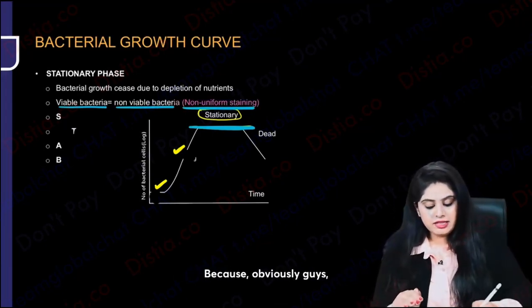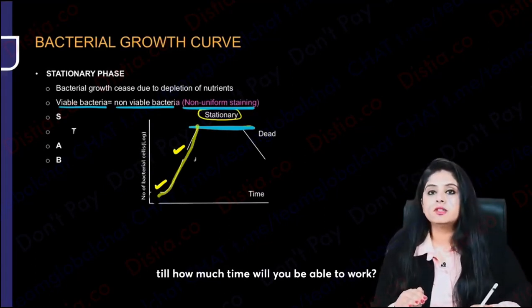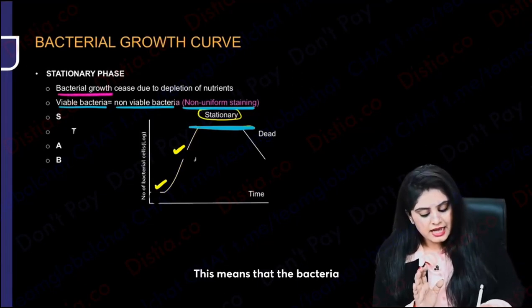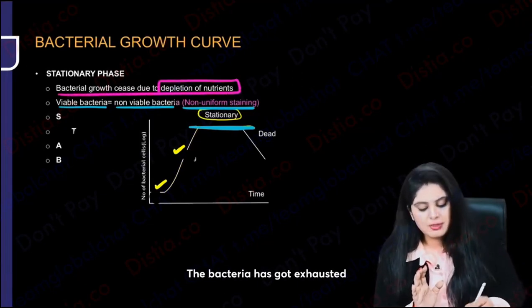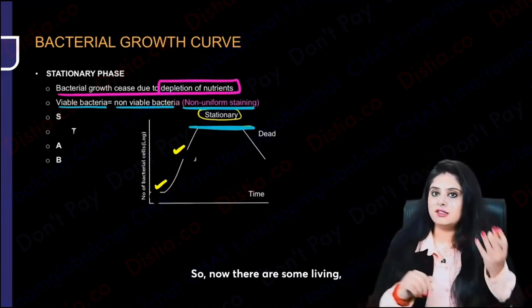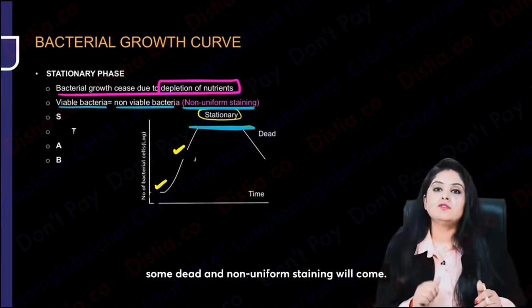Because obviously guys, till how much time will you be able to work? After some time you will get exhausted. This means that the bacteria has had depletion of nutrients. The bacteria has got exhausted, and that is why the plateau has come. So now there are some living, some dead, and non-uniform staining will come.